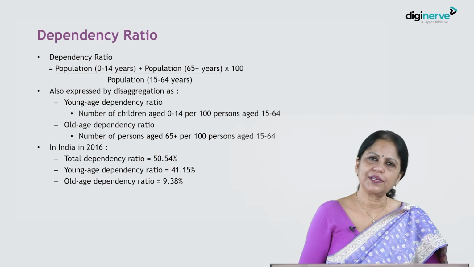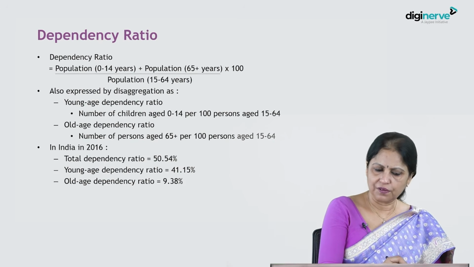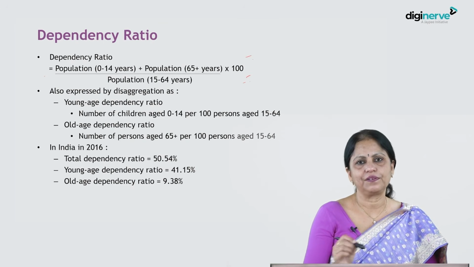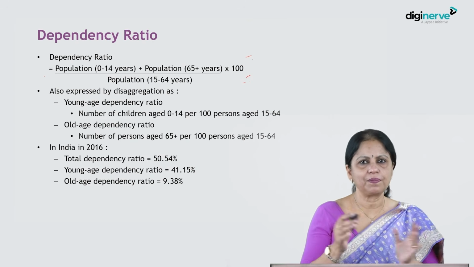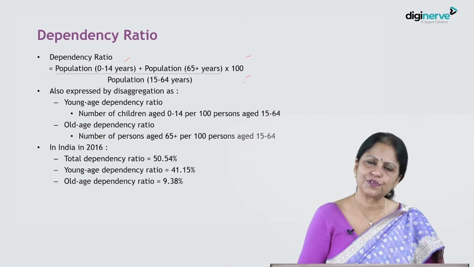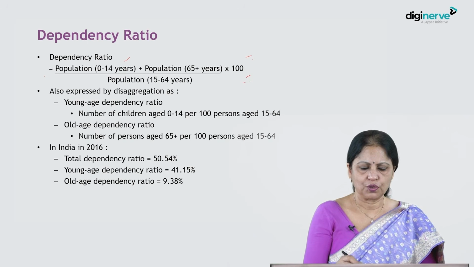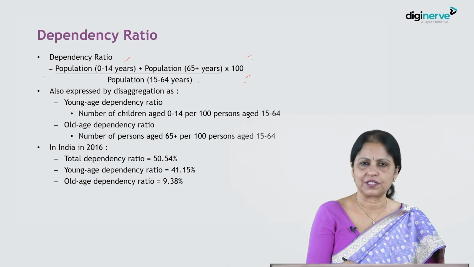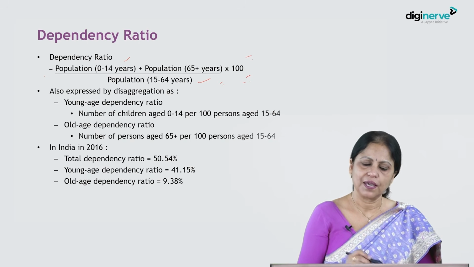Then the next socioeconomic indicator, dependency ratio. The formula is the dependent population divided by the productive population. The dependent population, I have told you earlier, is the younger population plus the elderly population. Younger population means population 0 to 14 years old, plus elderly population means 65 or more. This is divided by the population 15 to 64 years. So this is the dependency ratio, expressed as a percentage.